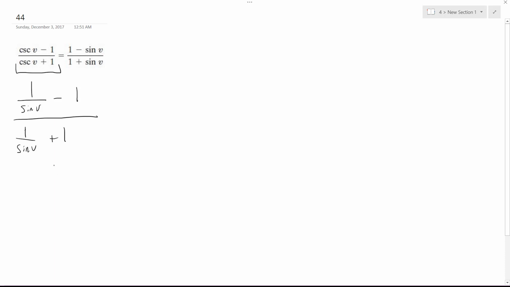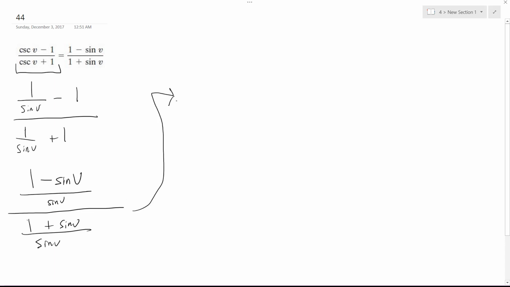So then, common denominators, what we'll end up with is 1 minus sine v over sine v, and then 1 plus sine v over sine v. All right, so then I'm going to reciprocate these. So I get 1 minus sine v over sine v times sine v over 1 plus sine v.